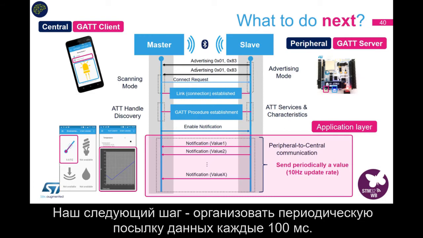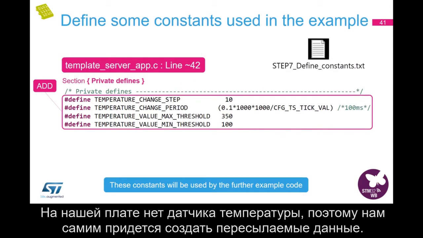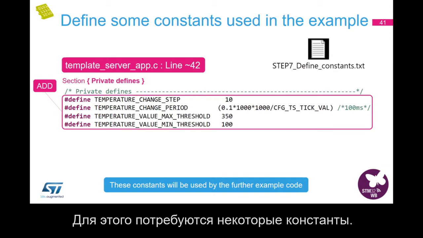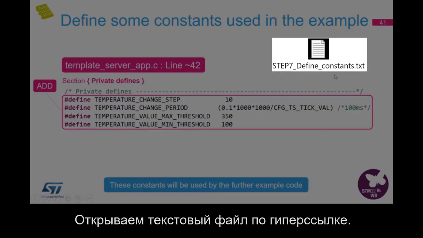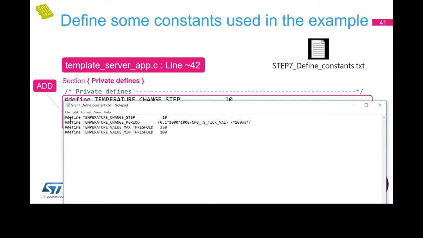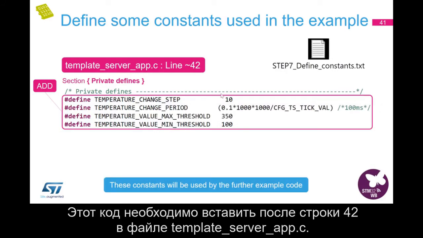So what we need to do next is to send periodically our value out every 100 milliseconds. So we now need to define some constants to create our variable. We don't have a temperature sensor attached to our target board, so we've got to create the values that we're going to send out. So to do that, we have to create some constants. So if we click on our hyperlink here for defining our constants, we'll copy all our constants there, close that, and that goes in at line 42 in our template server app.